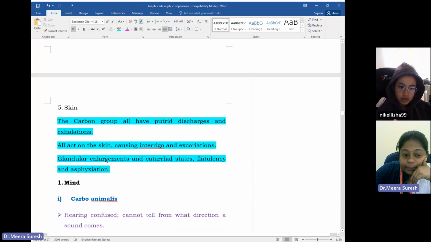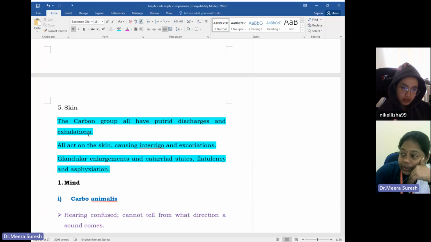So this is a common feature. The carbon group all have putrid discharges and exhalation. When all the discharges are very putrid or very offensive, we can think about the carbon group. Another one will be the mercury group, and another one the acid group. All these groups will have very putrid discharge, all the discharge, exhalation, everything. That will be so because these medicines all have carbon, so their exhalations or any discharge will be very offensive.